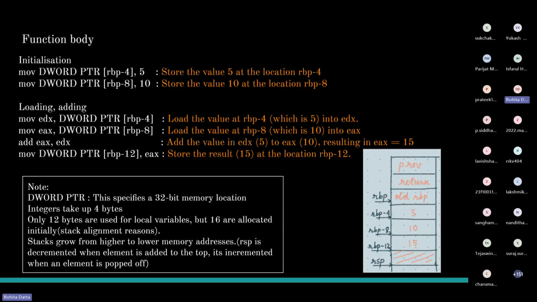We stored the value 5 at a location RBP minus 4, 10 at a location RBP minus 8. And then we loaded these values into EDX and EAX. The instruction add EAX, EDX adds both of them and stores the value in EAX. So now after the add, EAX is going to have the value 15. The next instruction stored this value at the location RBP minus 12.